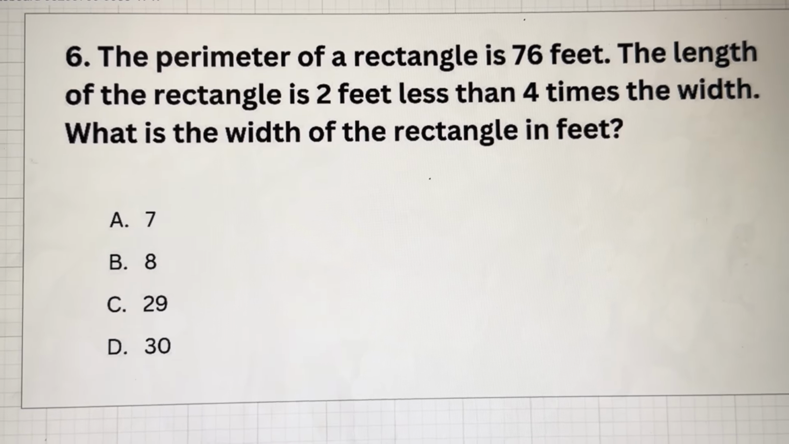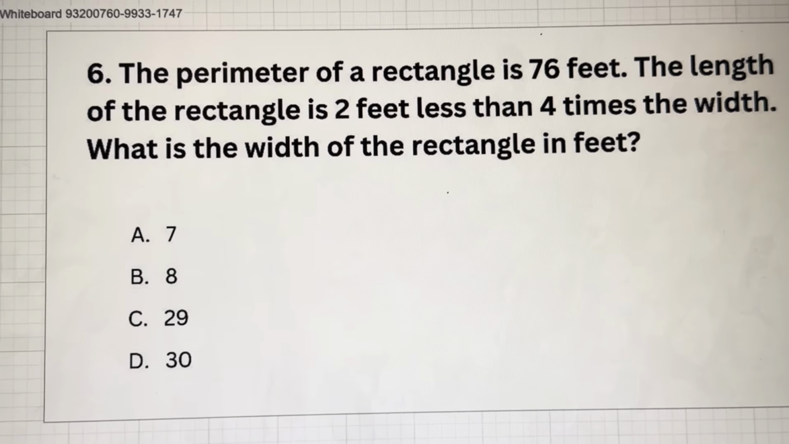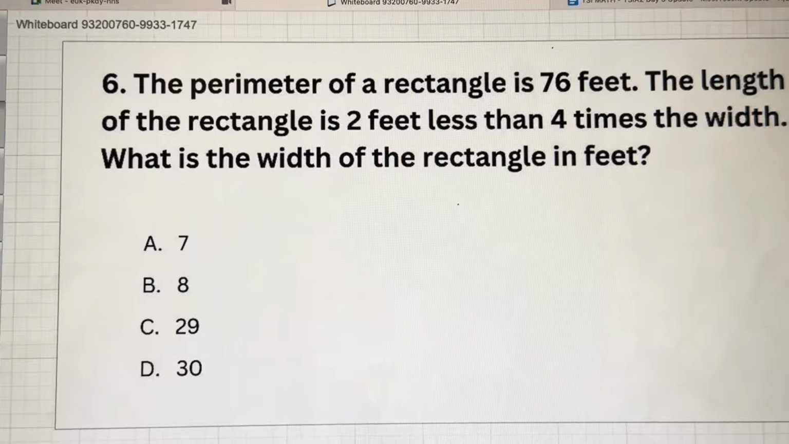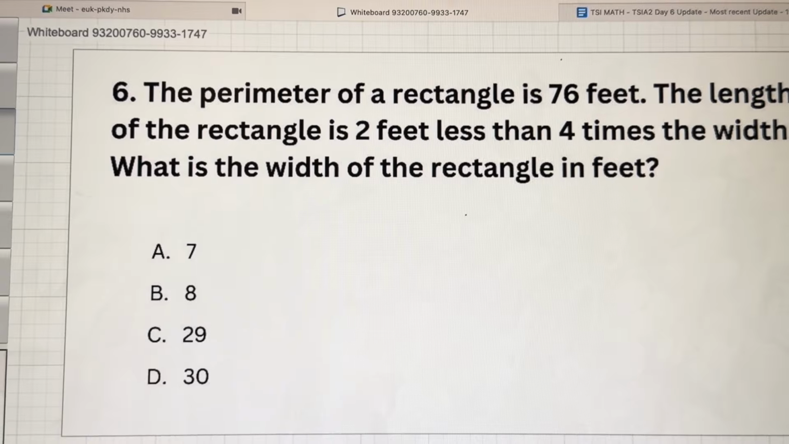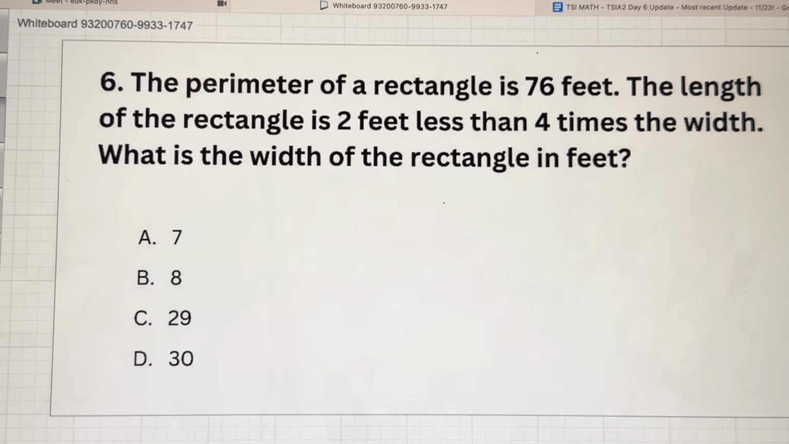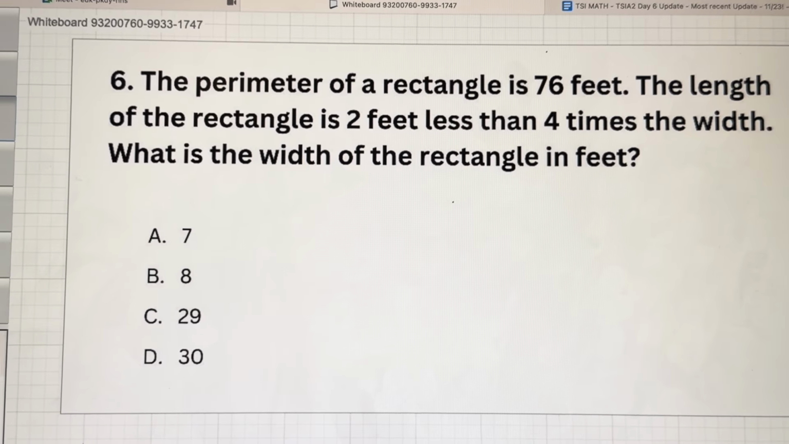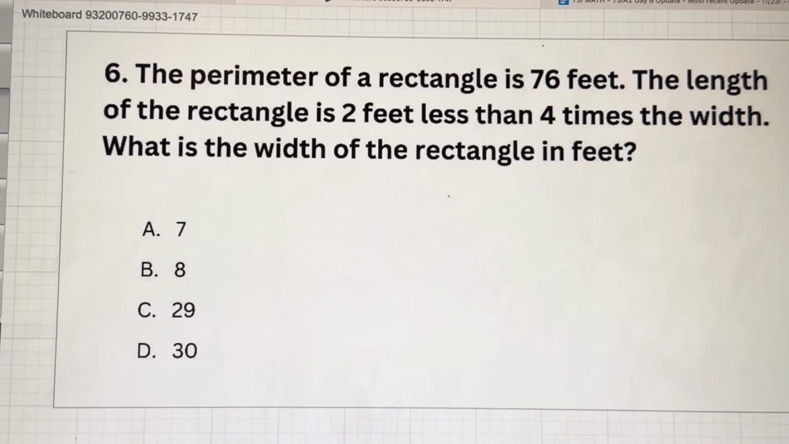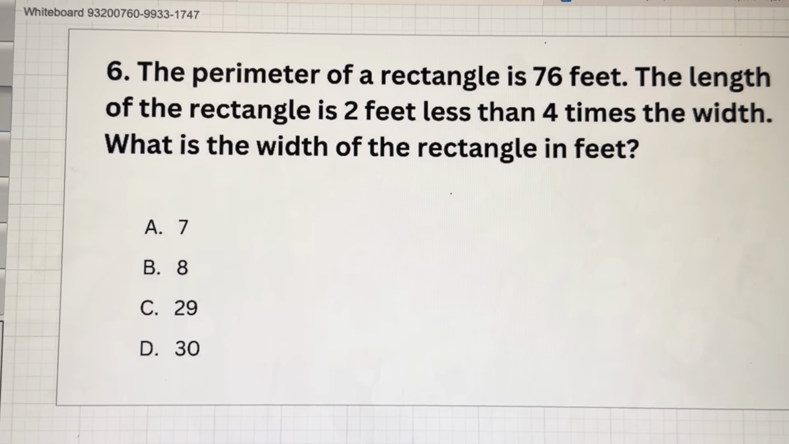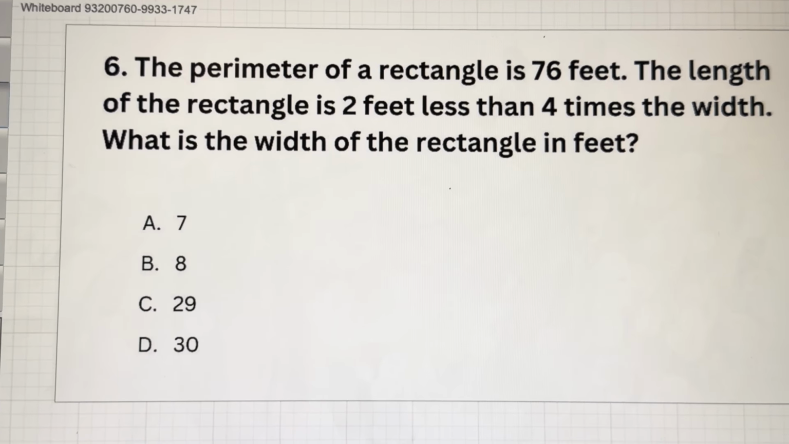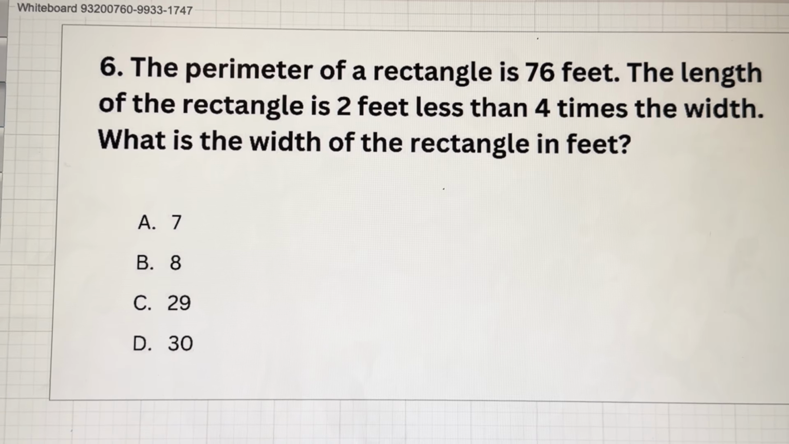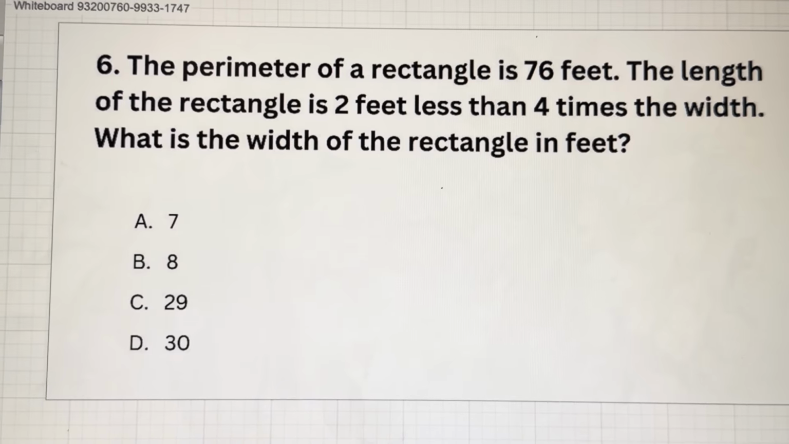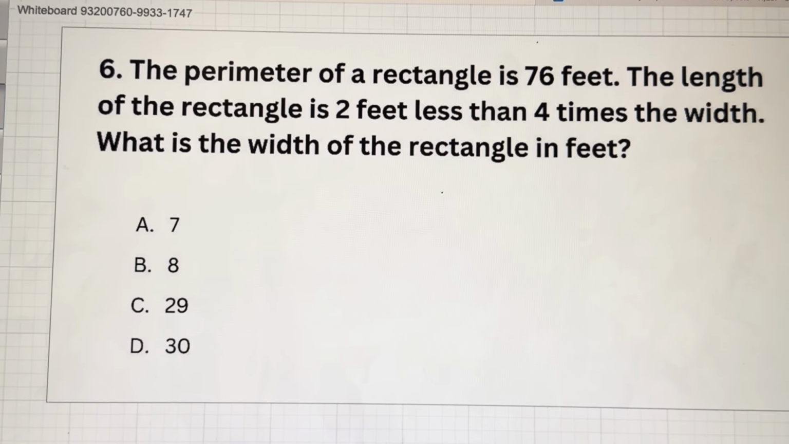The question is: the perimeter of a triangle is 76 feet. The length of the rectangle is 2 feet less than 4 times, 2 feet less than 4 times the width. What is the width of the rectangle in feet?